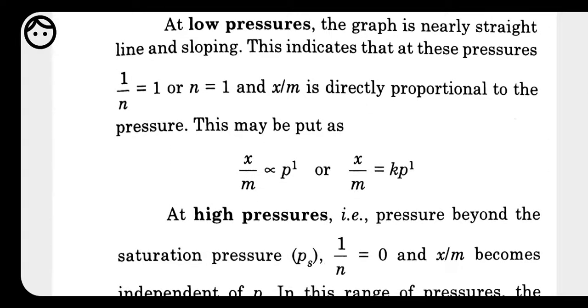x upon m is directly proportional to p, or it can also be written as x upon m is equal to k p to the power 1, where k is the proportionality constant.